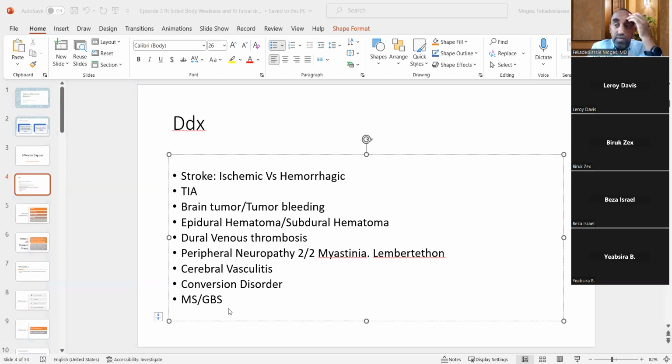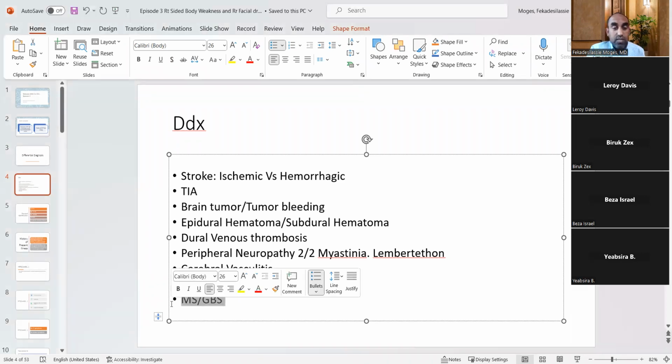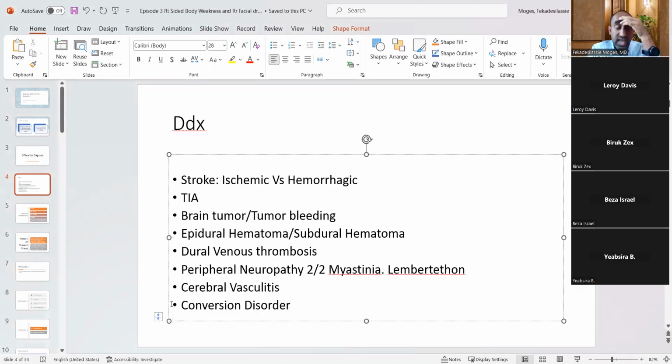And GBS will also have some other problems prior to the weakness developing, like GI infections, right? Diarrhea and all that. Respiratory infections could also precede the weakness. So that part is missing. This was an apparently healthy 65-year-old female patient with sudden onset right-sided body weakness and facial droop. So less likely to be MS and GBS. At least we mentioned them. I will remove them. They are less likely.